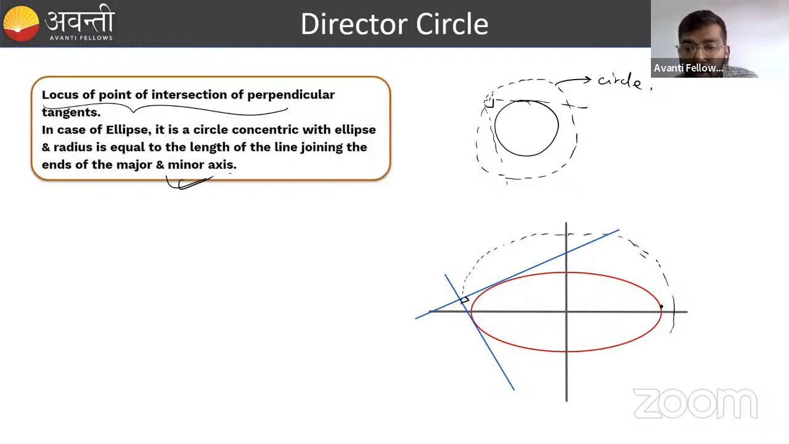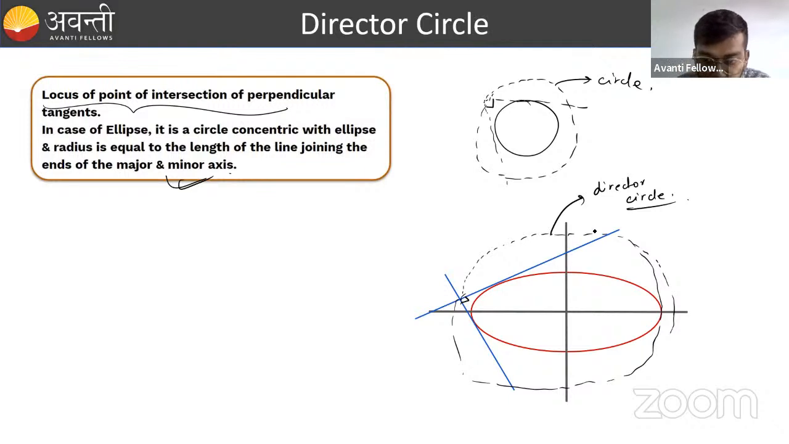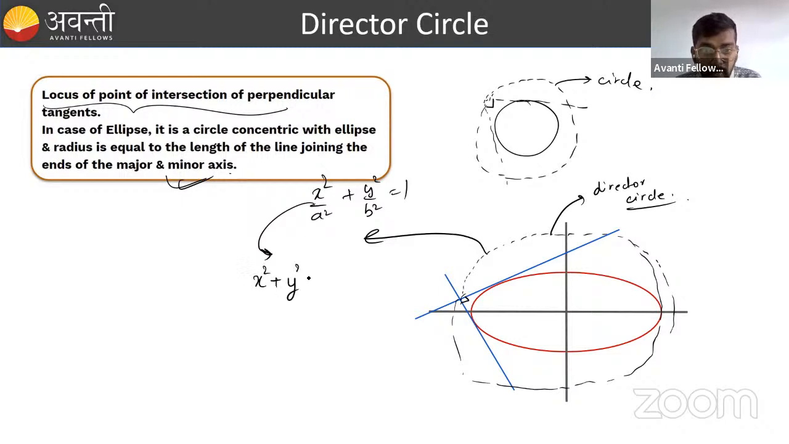and this circle is called the director circle. And the equation of this circle for an ellipse x square by a square plus y square by b square equals to 1: for this ellipse, the equation of the director circle is given by x square plus y square equals to a square plus b square. So this is the equation.